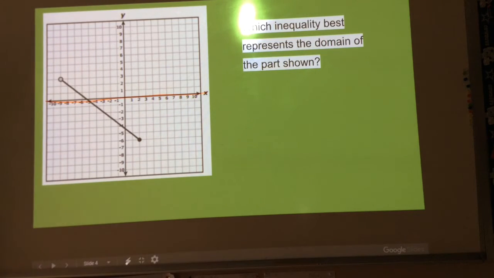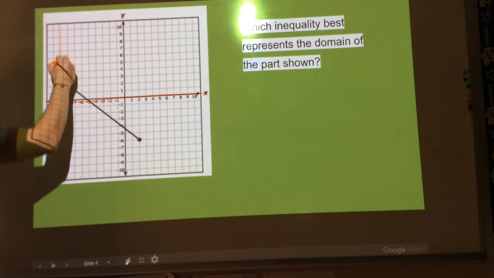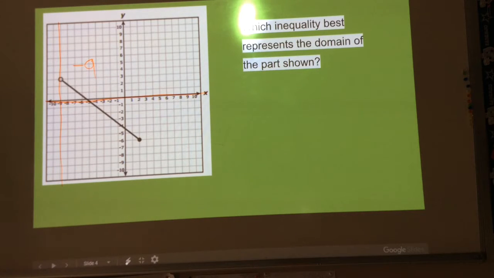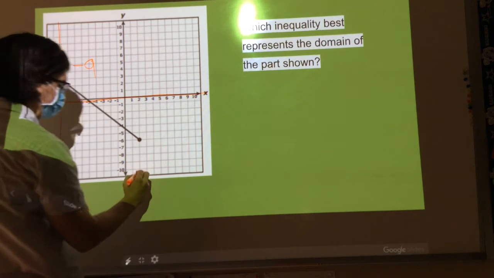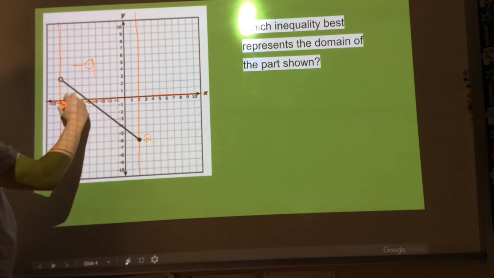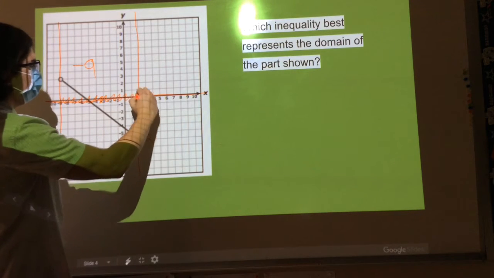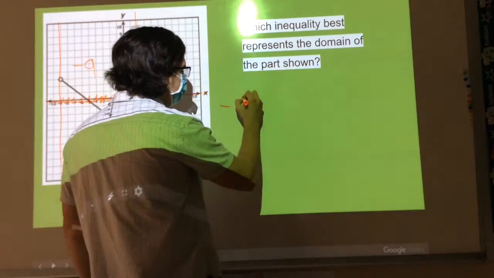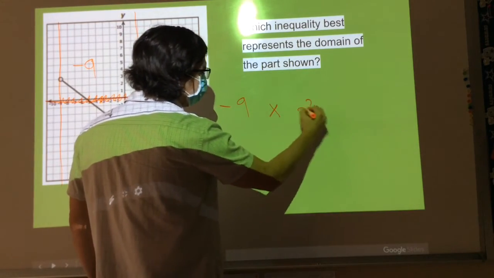Well, the smallest x value that we have is going to be this point right here. Can everybody agree with that? Negative 9 is my smallest one. Can you tell me what my biggest one's going to be? 2, right here. So now what this is telling me is that all of these values in between the negative 9 and the positive 2 are going to be my domain. Is everybody okay there? All right, so when I write this out, it's going to be negative 9, there's going to be an x somewhere, and there's going to be a 2.